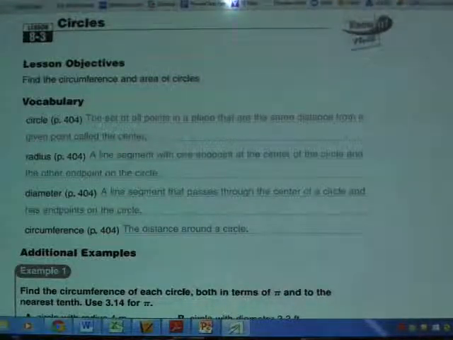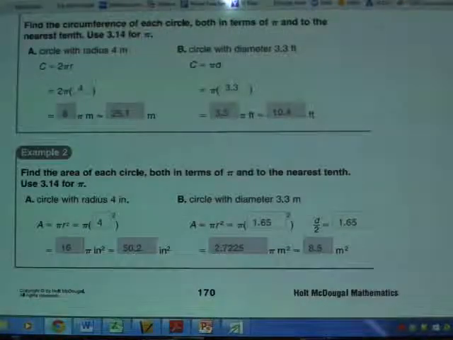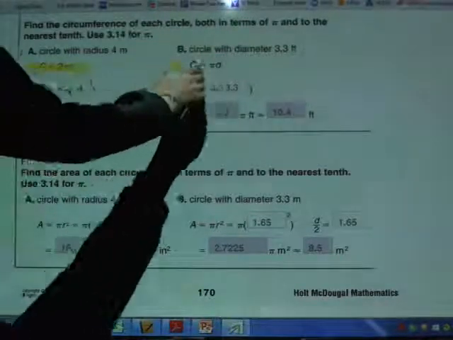Okay, so with all that out of the way, let's go ahead and jump into the examples here. We're going to start off with example 1. In number 1 here, it's asking me to find the circumference of each circle, both in terms of pi and to the nearest tenth, and we're going to use 3.14 for pi.